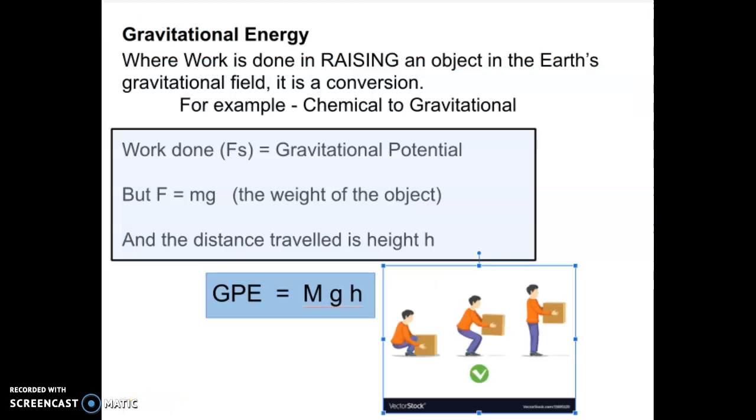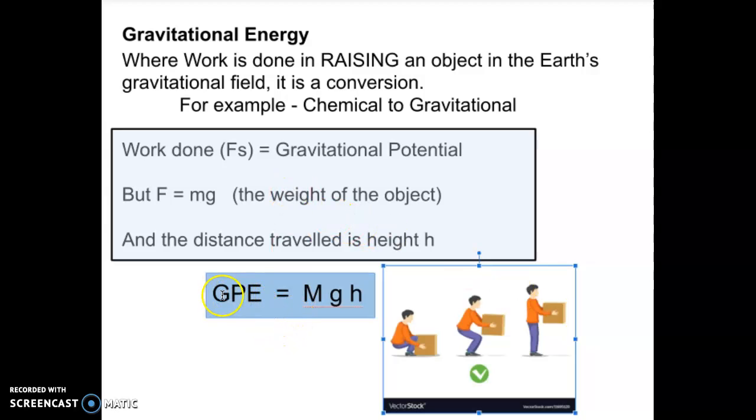Let's do the same with gravitational energy. It's actually a little bit more straightforward. This time the work is done in raising an object. So you are lifting an object up a height h by doing work. So the force times displacement would be the weight, because you have to use a force equal to the weight of this object in order to lift it, right? So your force would be equal to mg. And your displacement would be the height that you're lifting the object to.